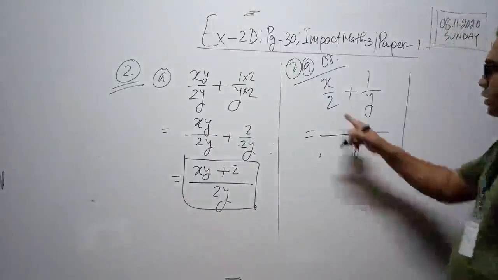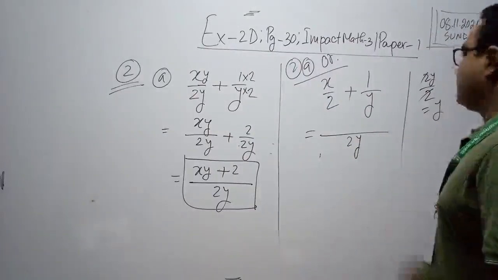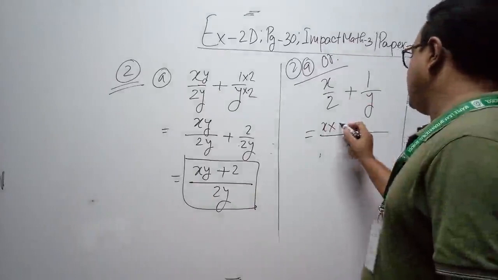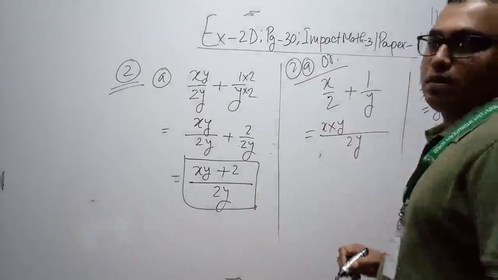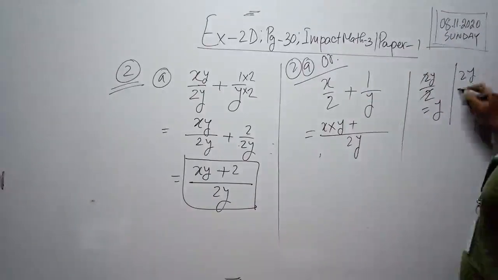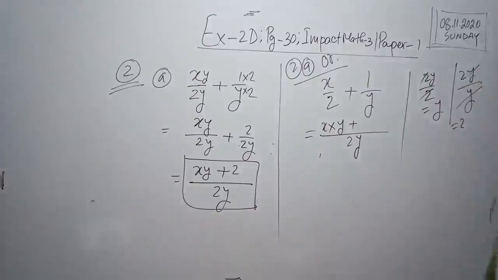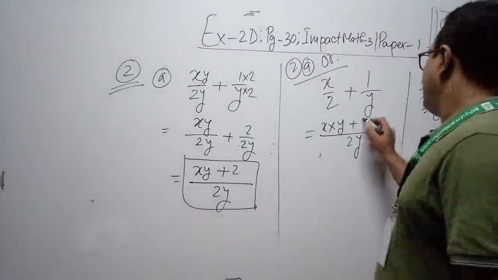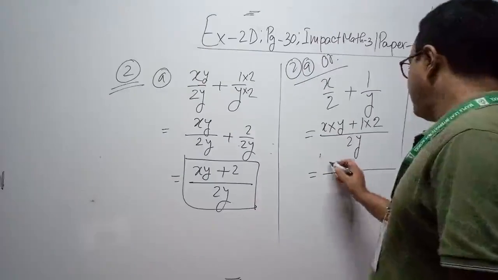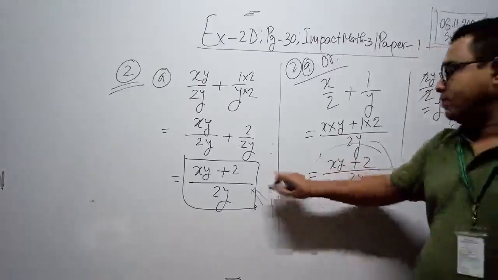And then 2 goes to 2y. That means 2y divided by 2. If you divide it, what do you get? y. That y will be multiplied with the numerator. Next, y goes to 2y. 2y divided by y, the quotient is 2. Then 1 multiplied by 2. Now simplify a little bit more. Now see this one and that one.